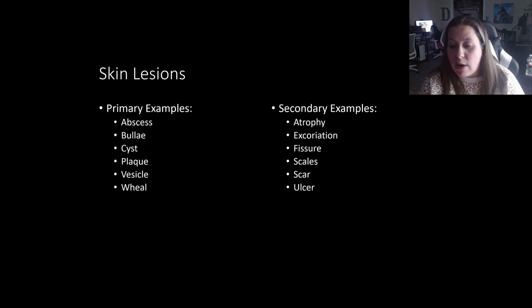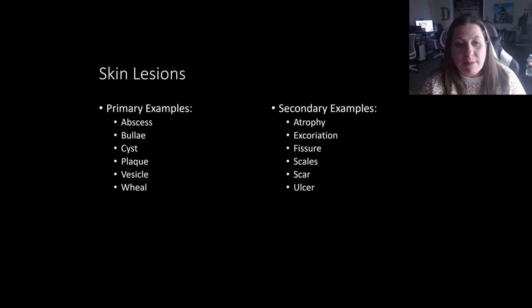Excoriation is going to be a scratch or an injury to the surface of the body, and this is normally due to trauma. We then have fissures. Fissures are crack-like lesions in the skin. Scales are dried fragments of sloughed epidermis. Frequently you see scales in an individual who has psoriasis.